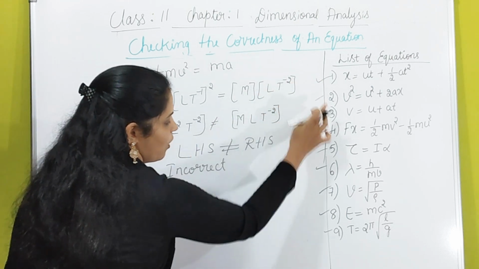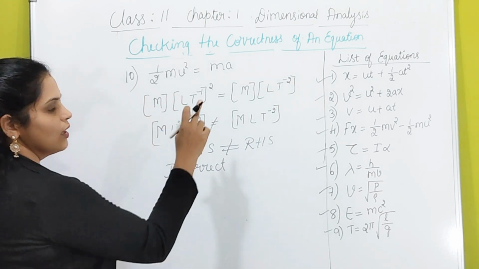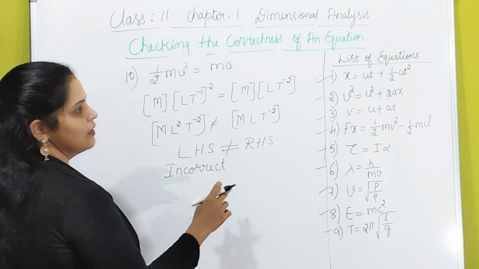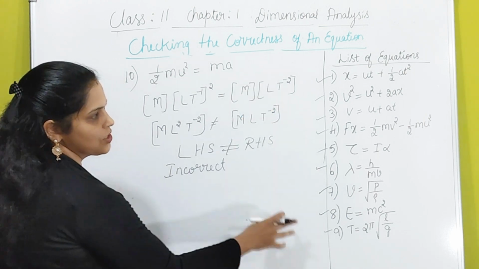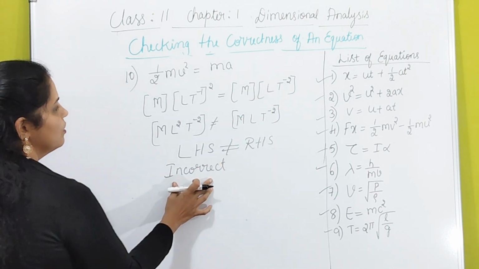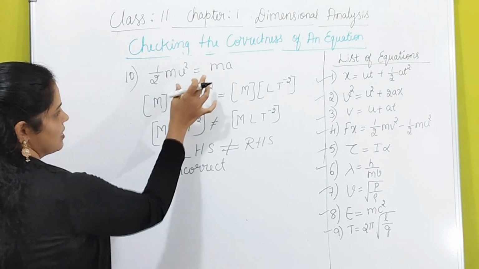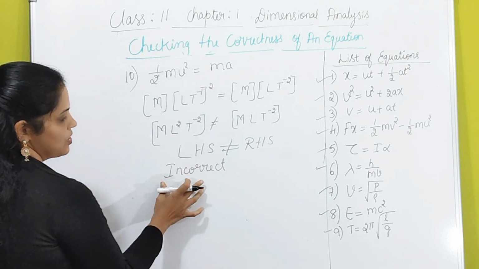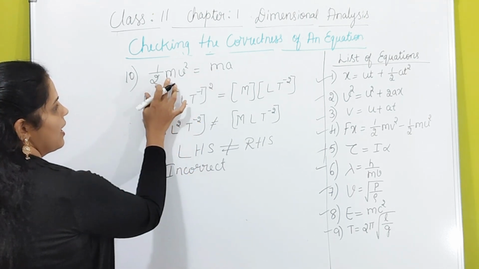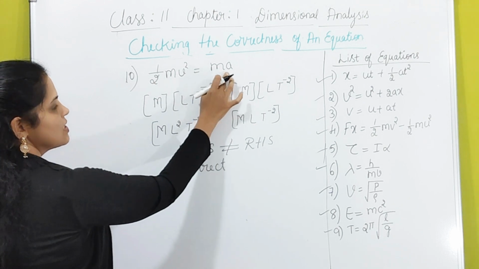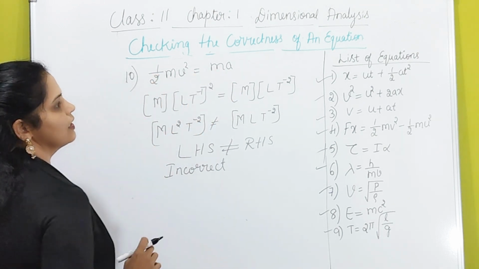Till now, from 1 to 9, I solved all the equations and we came to know that all these equations are dimensionally correct. But here there is one more equation I considered which is dimensionally incorrect. Also we know that this MA is force. Force is not equal to energy, right?